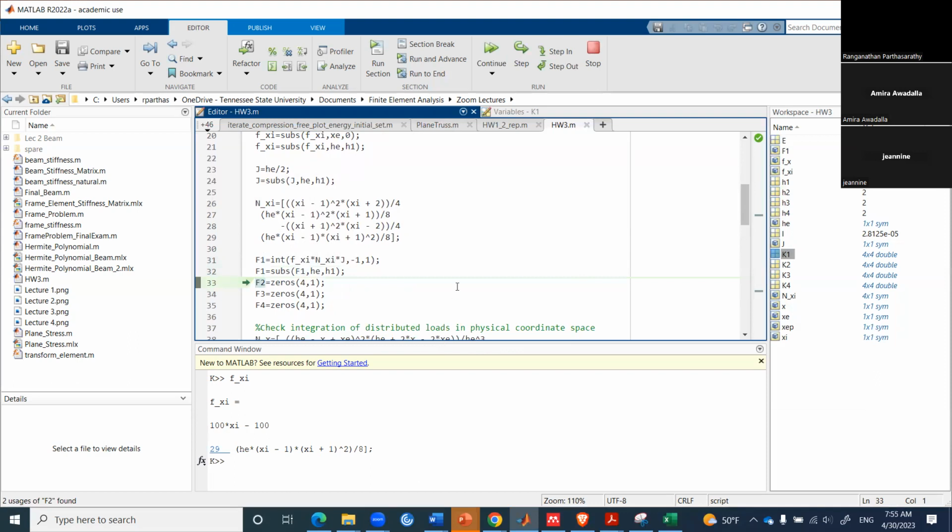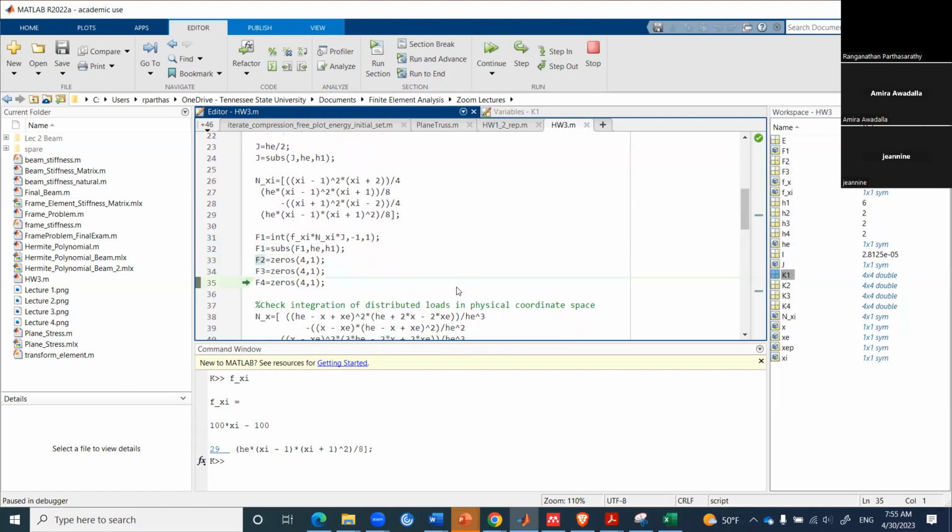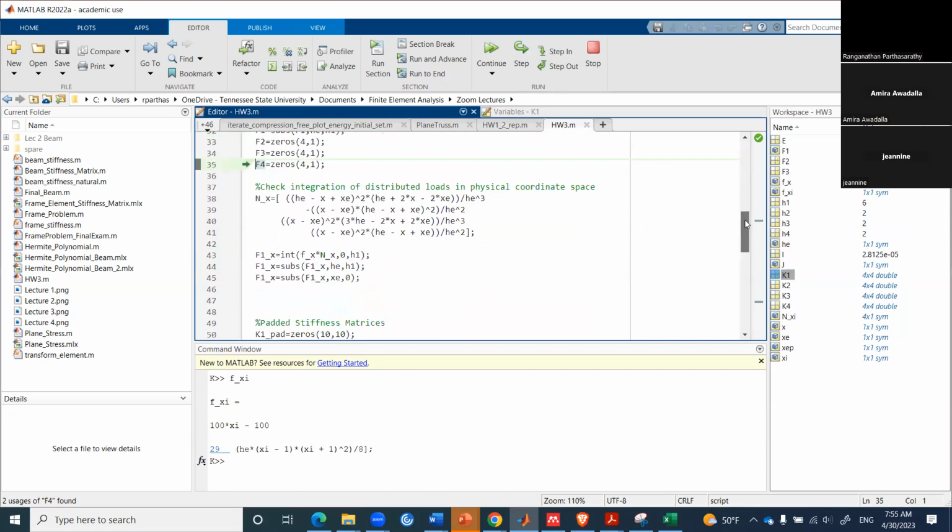So now, if this is fine, like I said in the class, this is okay. No need to worry about that. You can skip that checking in the real space.